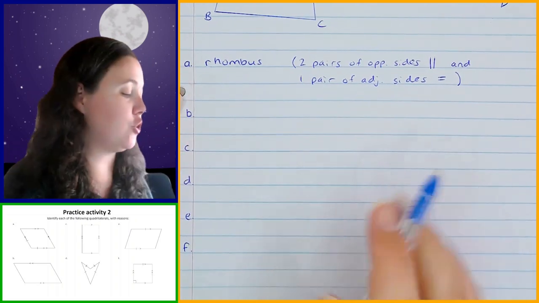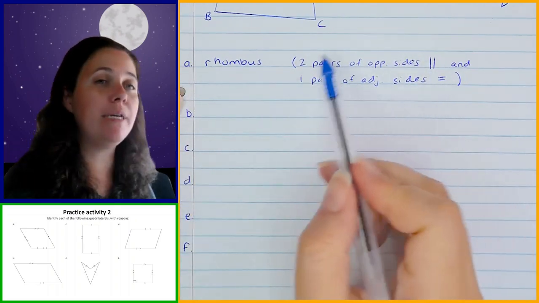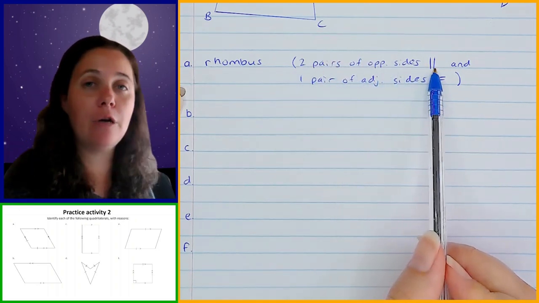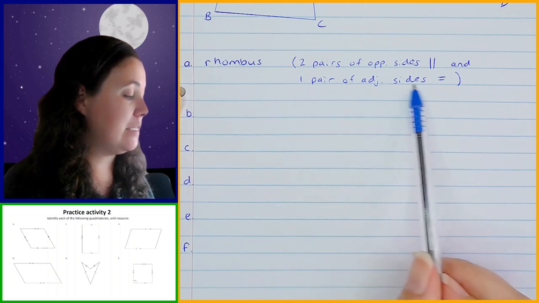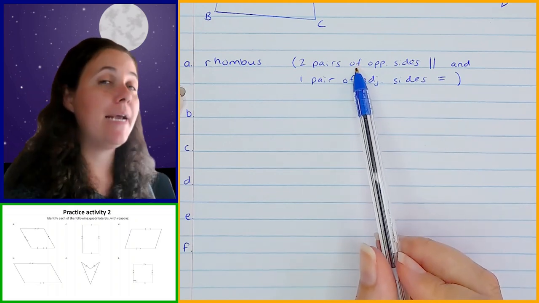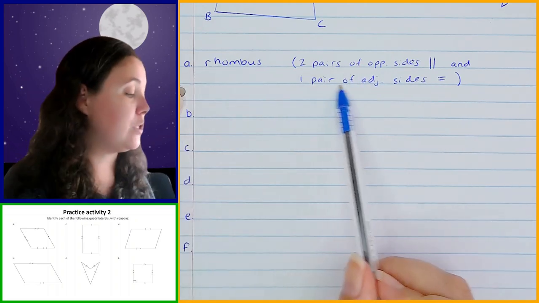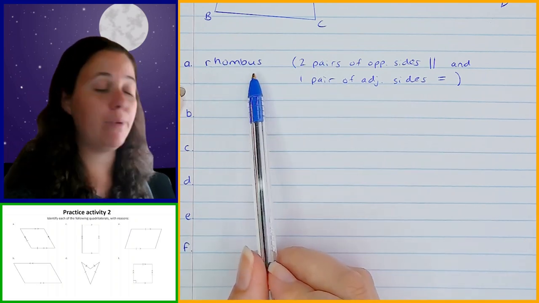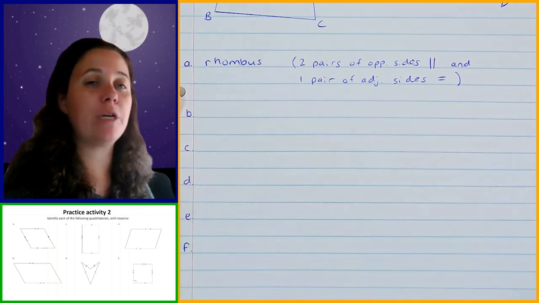So for question A, you should have got a rhombus, and this is the reason that you should have. This reason tells us that it's a parallelogram, and then this reason means that it's not just a parallelogram, it's a special parallelogram because it has a pair of adjacent sides equal, which means that it is a rhombus. Okay, so that's what you should have got for question A.